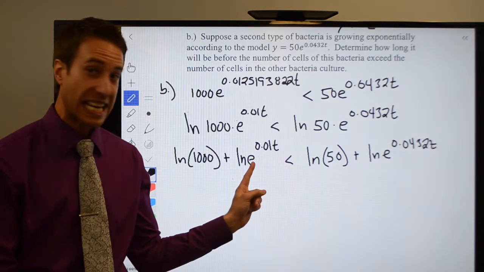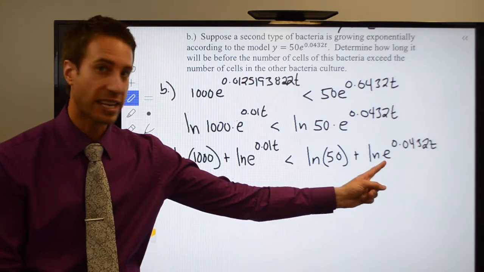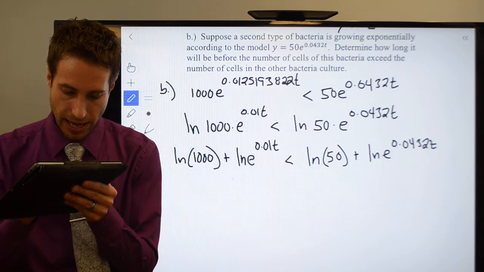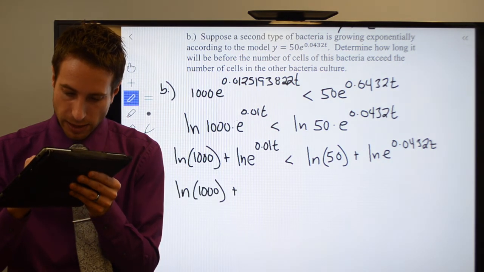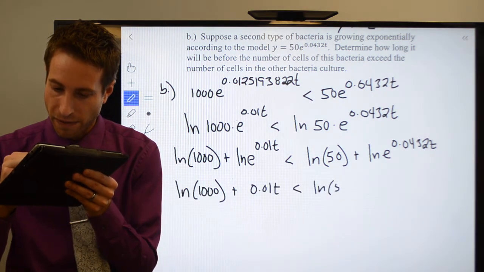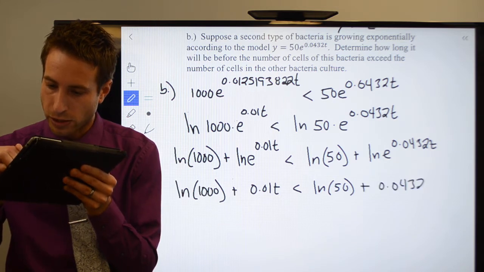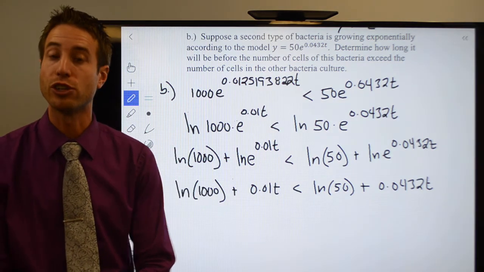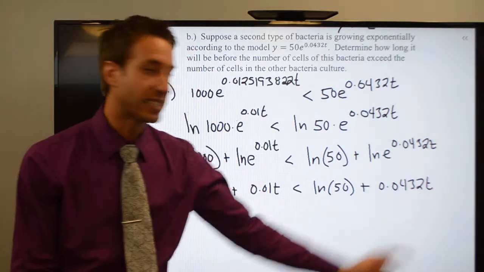First, ln and e, inverse functions, they cancel each other out. Same thing over here. So all that's left is just the exponents. ln of 1,000 plus 0.01t less than ln of 50 plus 0.0432t. All right, here we go. Now it's time to solve for t. In order to do that, I need to get the t's on the same side. I've got a t here, I've got a t here.